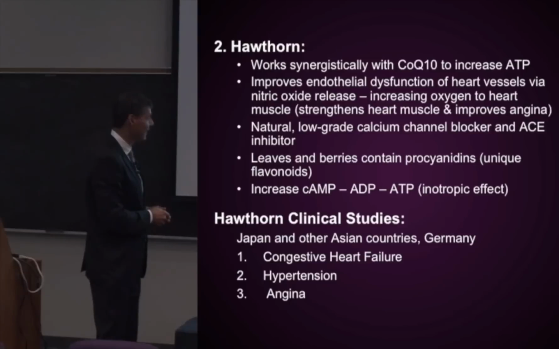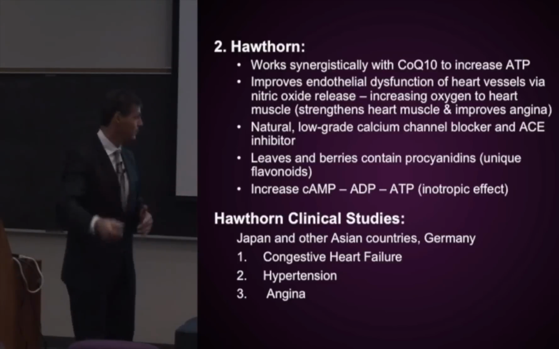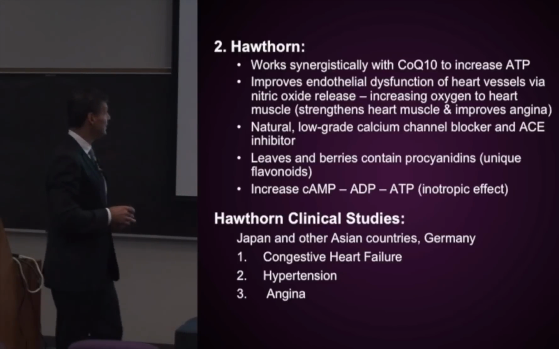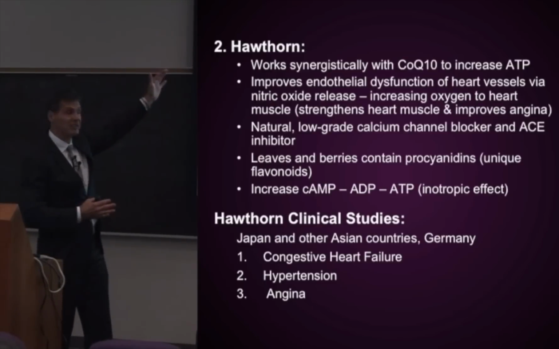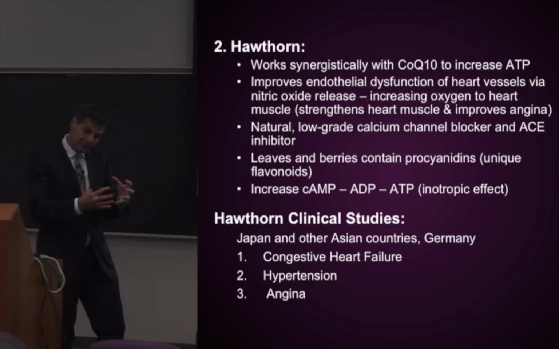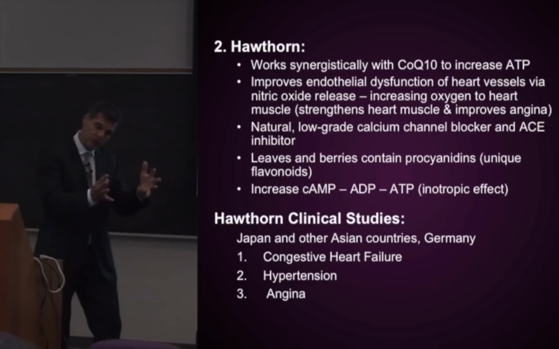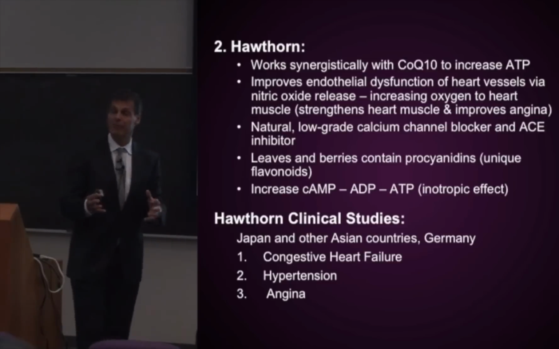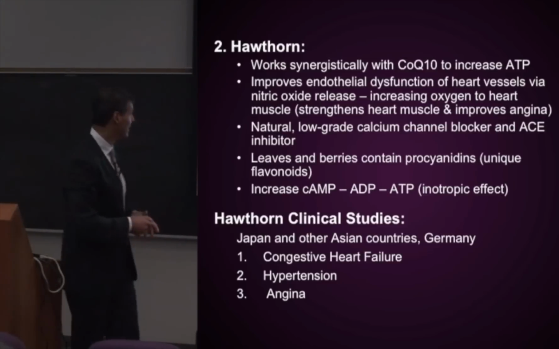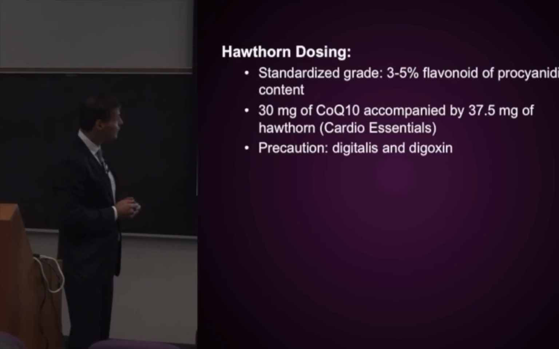Again, increasing cyclic AMP. From there, you add a phosphate, you get AMP. With the help of CoQ10, you now get ATP. Clinical studies in Japan and other parts of Asia and Germany show that Hawthorne alone has been very helpful in cases of congestive heart failure, increasing the ATP production in the heart muscle, with hypertension as a natural blood pressure lowering agent, and in cases of angina, probably via the release of nitric oxide. The dosing: the Hawthorne should be a standardized grade of 3 to 5% flavonoid content.